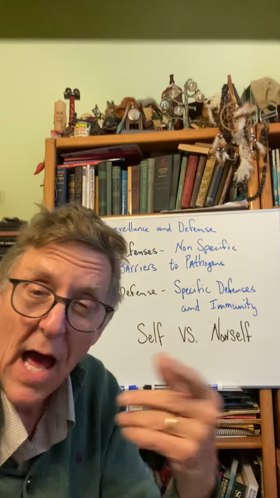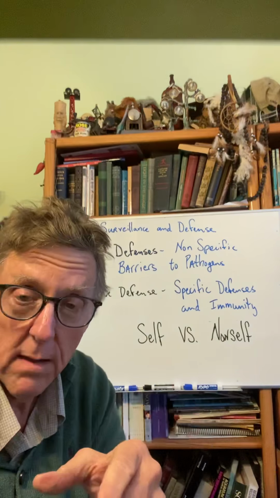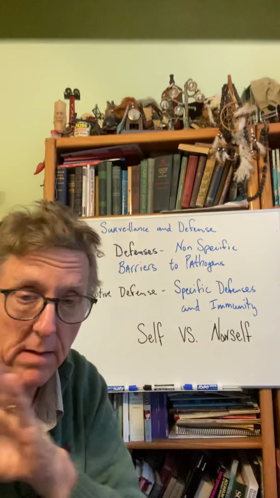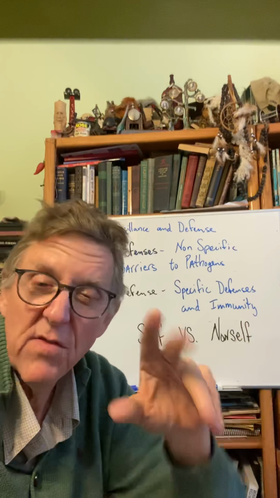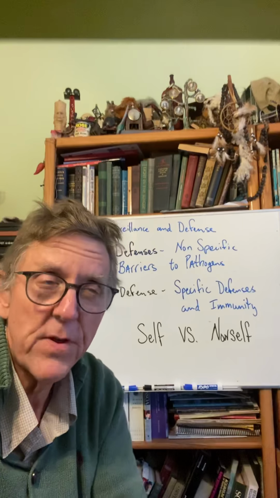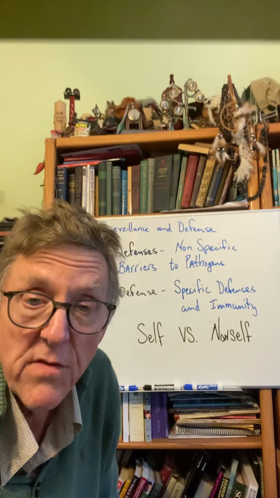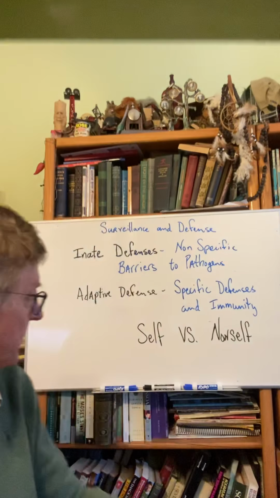Then we have a type of immune system cell called a natural killer cell. It just looks, anything that doesn't belong, it kills it. It's not specific for a specific type of pathogen. It just kills anything that isn't you, actually.